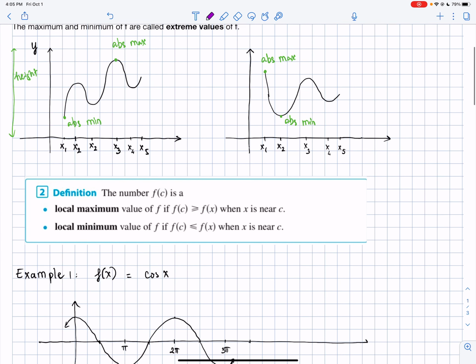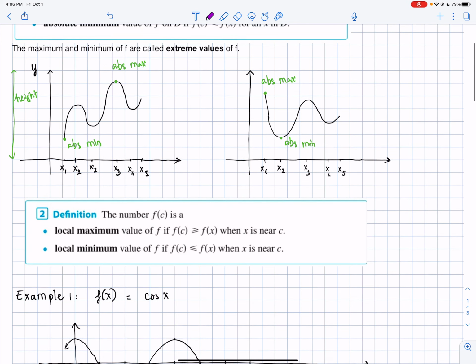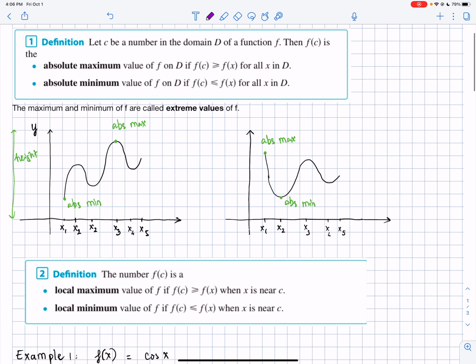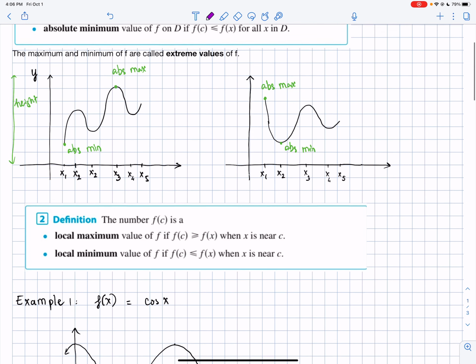Number 2, definition. The number f of C is a local maximum value of f if f of C is greater than or equal to f of x when x is near C. The local minimum value of f if f of C is less than or equal to f of x when x is near C. You look at definition number 1 and definition number 2, they look very similar. So what is the difference between the local maximum and local minimum compared with absolute maximum and absolute minimum?